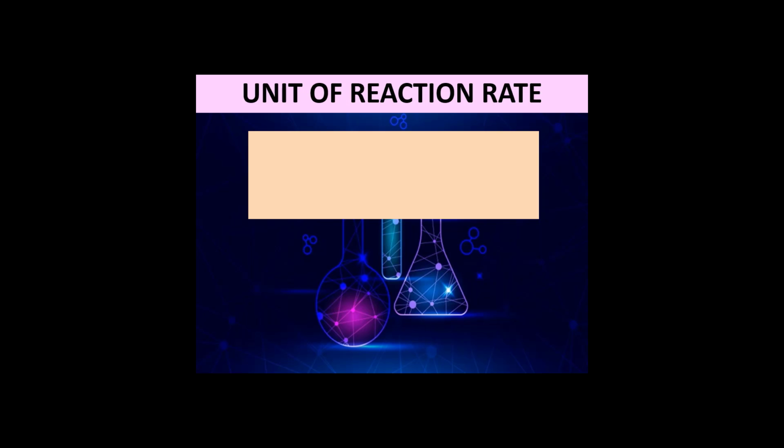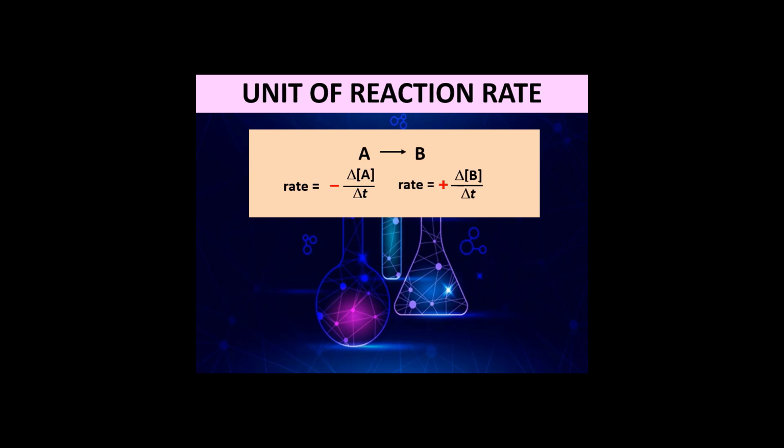The unit of reaction rate. Refer to the reaction A producing B. The reaction rate is measured as the change in the concentration of each reactant or product over the change in time. For reactant A, rate equals negative change in concentration of A over change in time. The negative sign indicates the concentration of A decreased with time. For product B, rate equals change in concentration of B over change in time. The positive sign indicates the concentration of B increased with time.